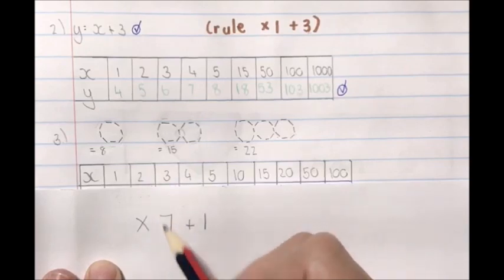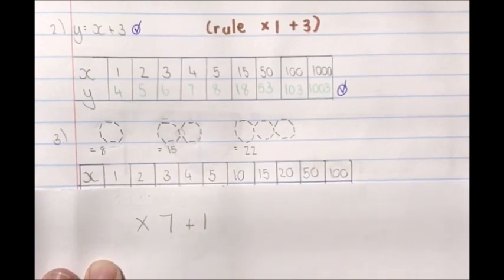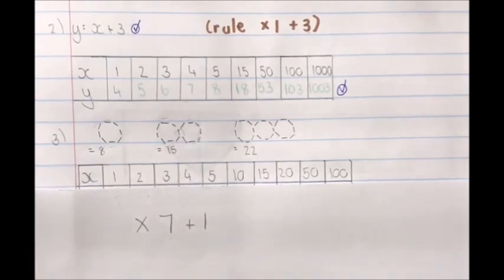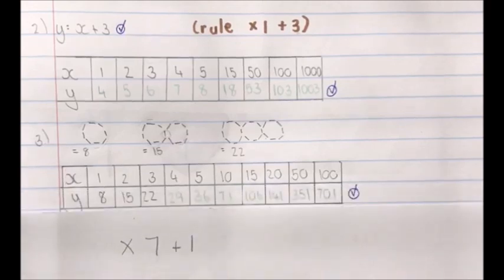If I have 2 times 7, it gives me 14. I need 15, so I can add 1 again. It looks like our rule for number 3 will then be times 7 plus 1. So let's complete the table.